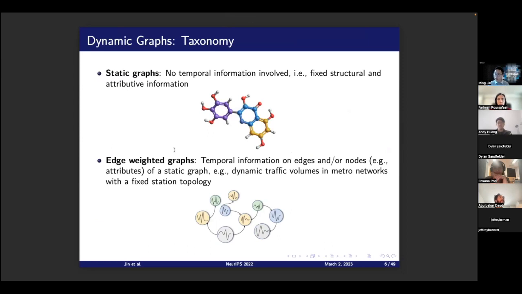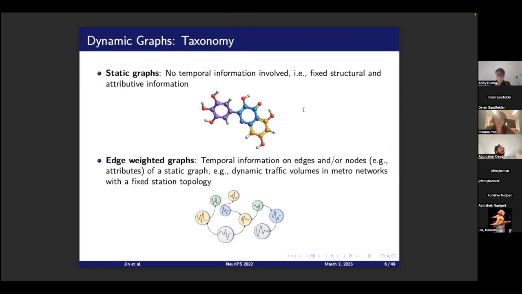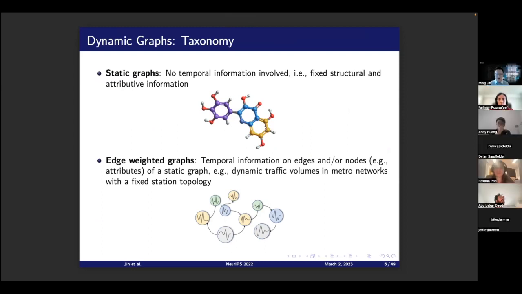Okay, regarding the taxonomy of graphs, especially from the point of view of dynamic graphs, there are 4 kinds. The first one is the static graph. That means there is no temporal information involved at all. In that case, we have fixed graph structure and attribute information. An example is the molecular structure. Given a molecule, the structure looks like this.